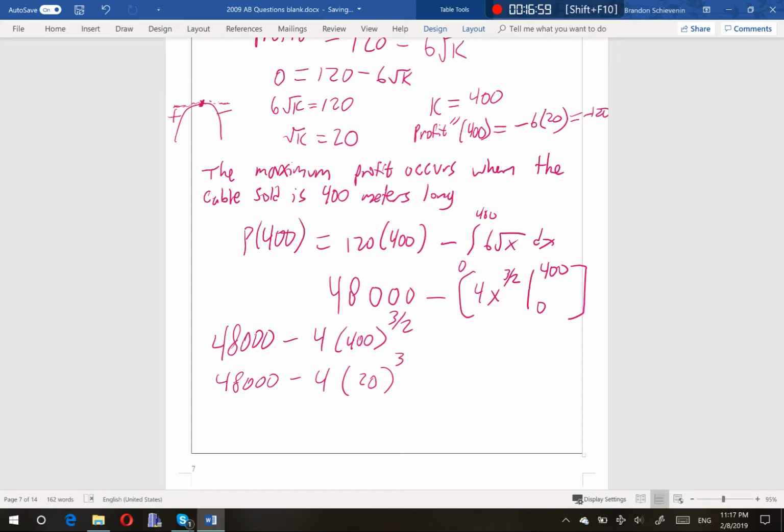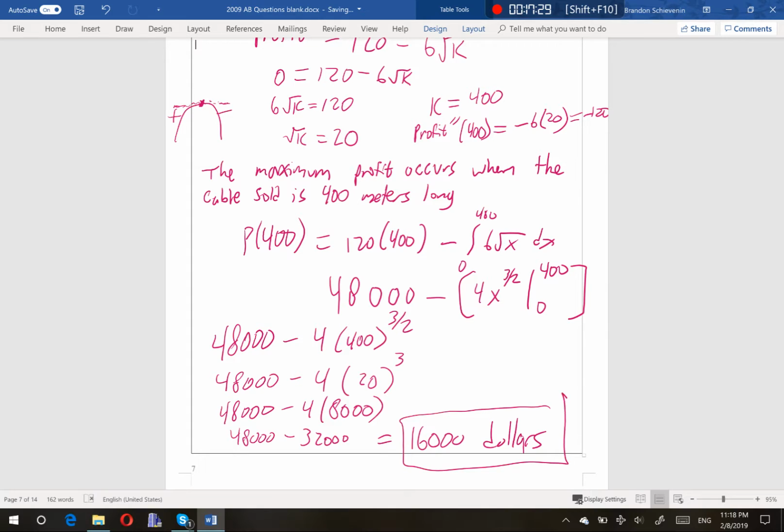20 times 20 is 400. 400 times 20 is 8,000. So I have 48,000 minus 4 times 8,000, or 48,000 minus 32,000, which is equal to $16,000. Okay, so this is my profit at the length of cable that maximizes our profits. This is the most amount of money that the company could make on one sale. Any questions on anything that we did?